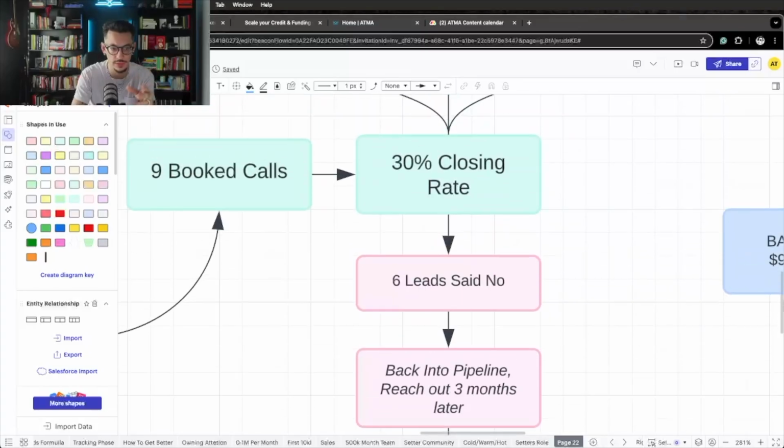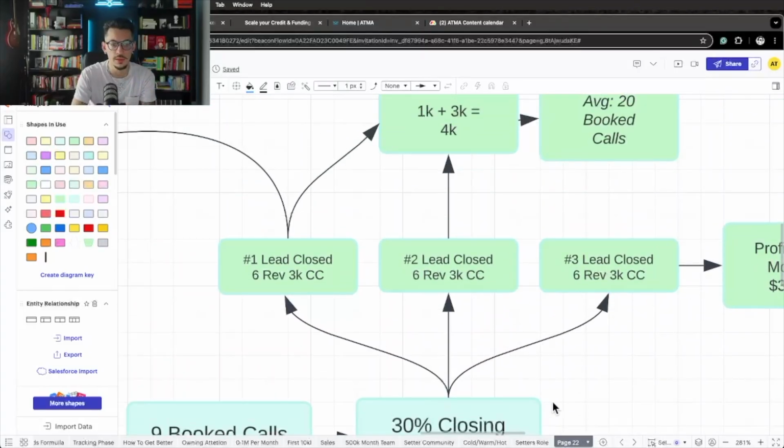That's happened to us a couple times. And then since you have a 30% closing rate, out of 9 people, you closed 3. Out of these 3, you sold them a 6K product. Not all of them paid in full. If you do get some paid in full, amazing. If you don't, get minimum 3K down, so 3.